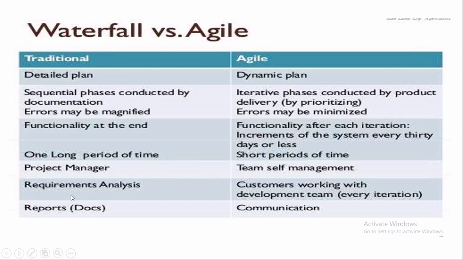Then in waterfall model we have requirement analysis. Then in Agile we have the customer working with the development team. So in every iteration we have customers. So it is a transparent process. In waterfall model we have traditional reports and documentation, whereas in Agile we just have communication. So we saw this in the previous image where the boss is saying no, we don't want any documentation, any traditional process. We just start with the coding and we have the execution part. So this is about the reports and documentation. So this is the fair comparison between waterfall and Agile.